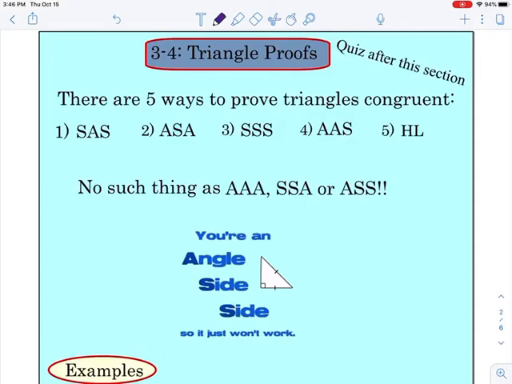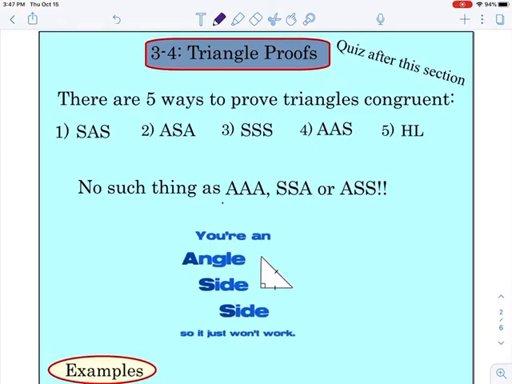So please don't forget you're going to have a quiz after this section, which is 3-4, and we're going to concentrate again on more triangle proofs. And again, keep in mind that there are 5 ways to prove triangles congruent. That is never going to change. We have side, angle, side, angle, side, angle, side, side, side, angle, angle, side, and hypotenuse, leg.